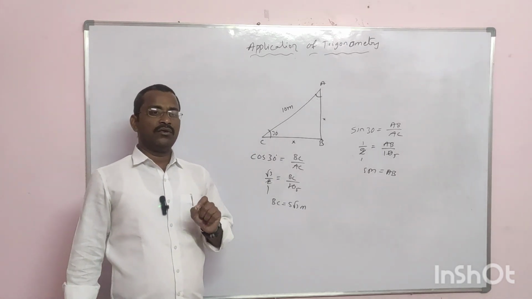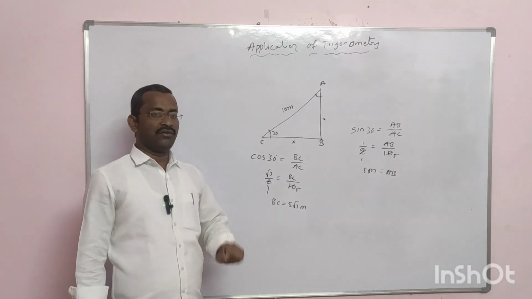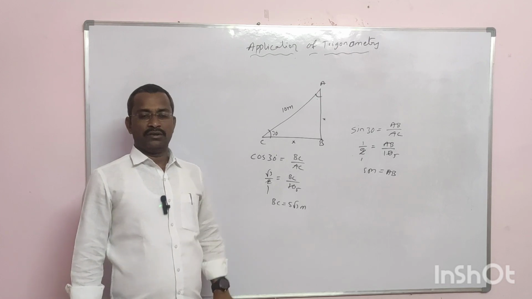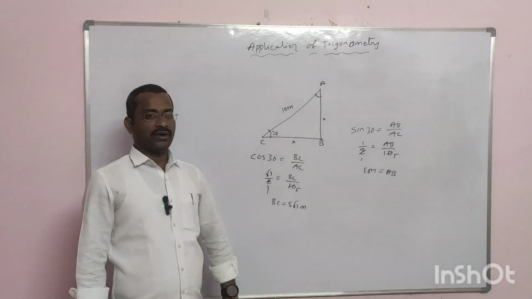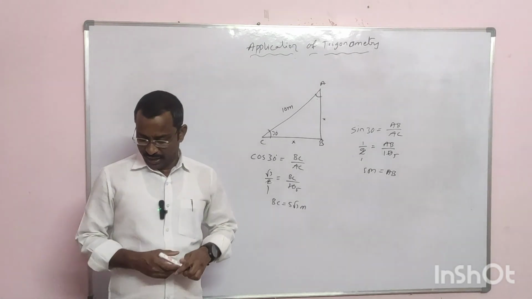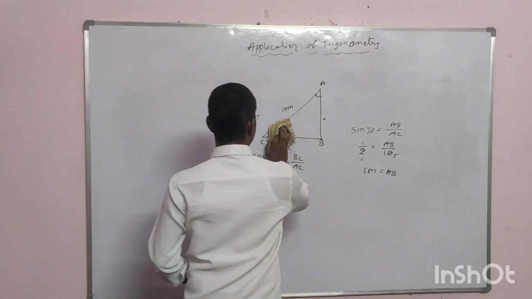Making the figure gives 50% of the solution in the application of trigonometry. So that depends on your common sense, what you draw. Let's see the other question also.